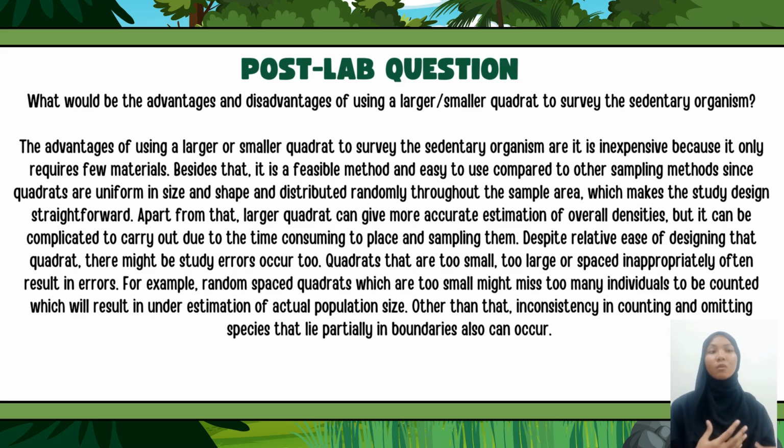Apart from that, a larger quadrat can give a more accurate estimation of overall densities, but it can be complicated to carry out due to the time consuming placement and sampling of them. Despite the relative ease of designing the quadrat, there might be study areas that are thick. Quadrats that are too small or too large or spaced inappropriately often result in errors. For example, randomly spaced quadrats which are too small might miss too many individuals to be counted, which will result in underestimation of actual population size. Other than that, inconsistency in counting and omitting species that lie partially in boundaries also can occur.